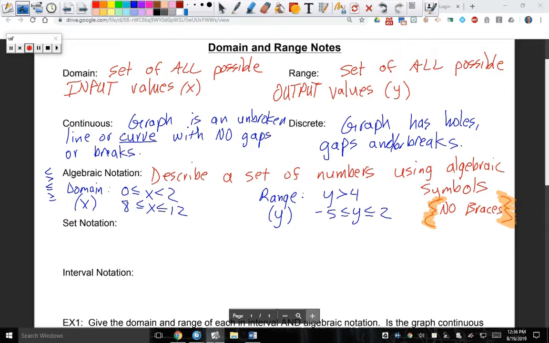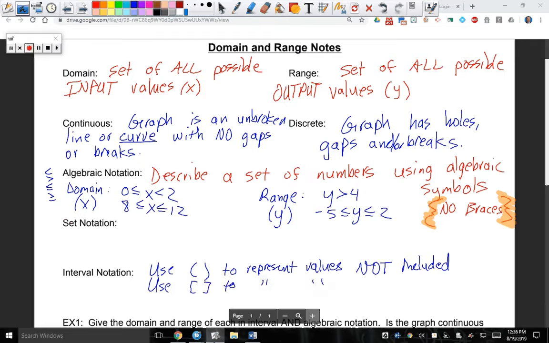The interval notation, let's jump down to interval notation. The interval notation is going to basically be the same, but we're going to use parentheses and brackets. Okay? So we're going to use parentheses to represent values not included, and use brackets to represent values that are included. These are just ditto points like quotations, it copies whatever's up top.